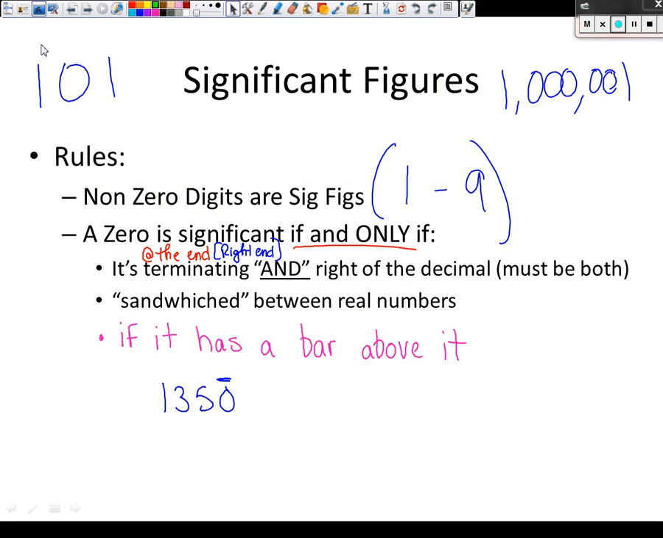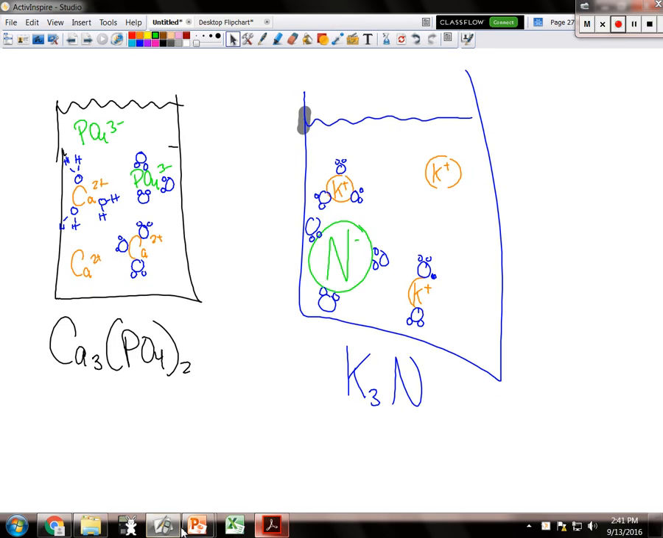To identify it as significant. Okay? So let me ask you something. If I said it's about 1350-ish, that could be anywhere from 1300 to 1359, right? This number with the bar tells me it is exactly 1350. So do you see the difference? Okay, very good.